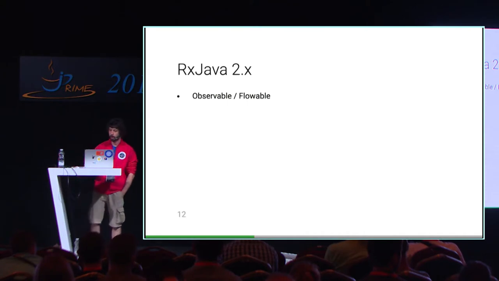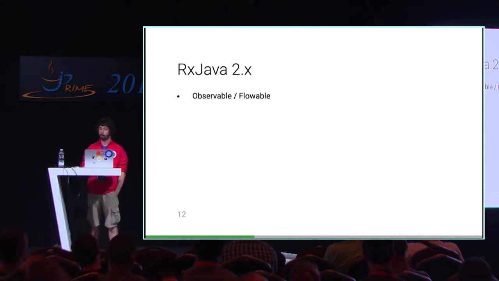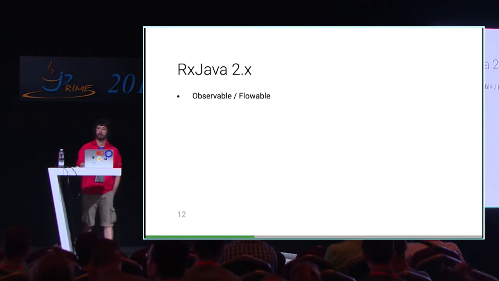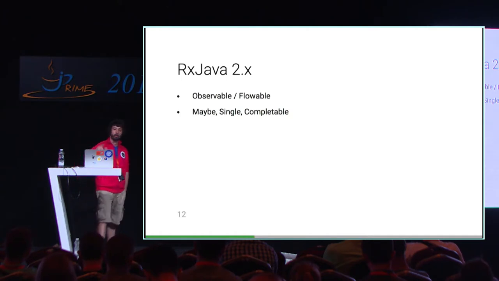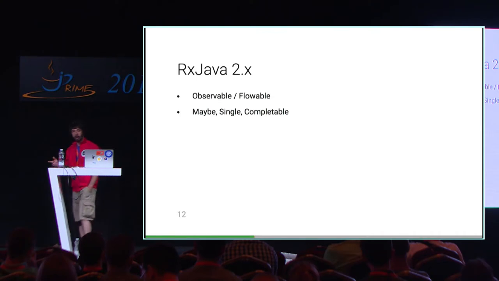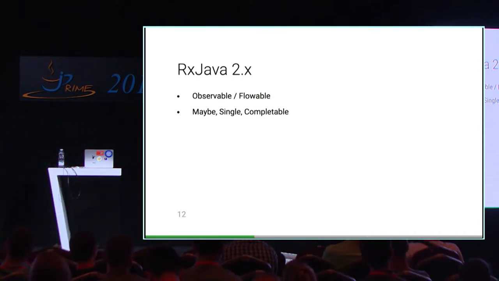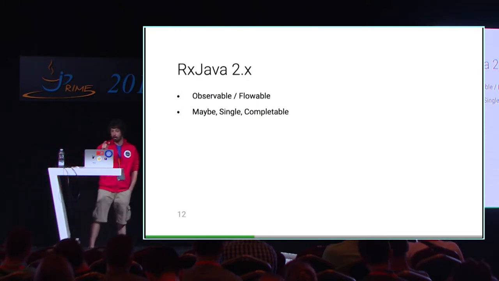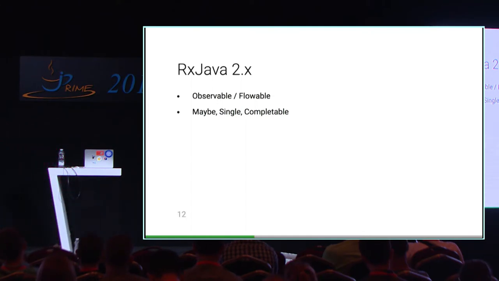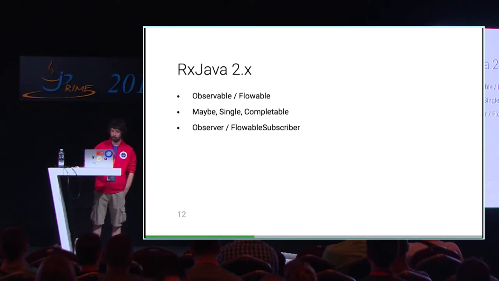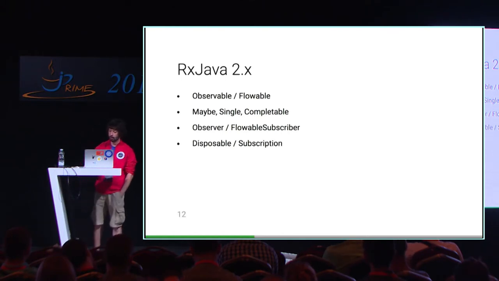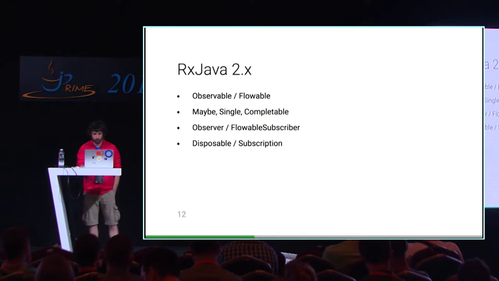RxJava 2 is very similar, but we have, with the slash, the types which are implementing reactive streams interfaces. So we have Observable as in RxJava 1, but we have a Flowable, we have Single and Completable, and we have a Maybe. A Maybe, you might guess, is either one thing or nothing, or an error, of course. Why Maybe? Because if a Single does not receive any item and it completes, then it's not good, it throws an error. And people using that have complained. So we have a Maybe. You have Observer and a Flowable Subscriber. So we call them Subscribers in RxJava 2, the ones which are compatible with reactive streams. We have a Disposable and a Subscription.